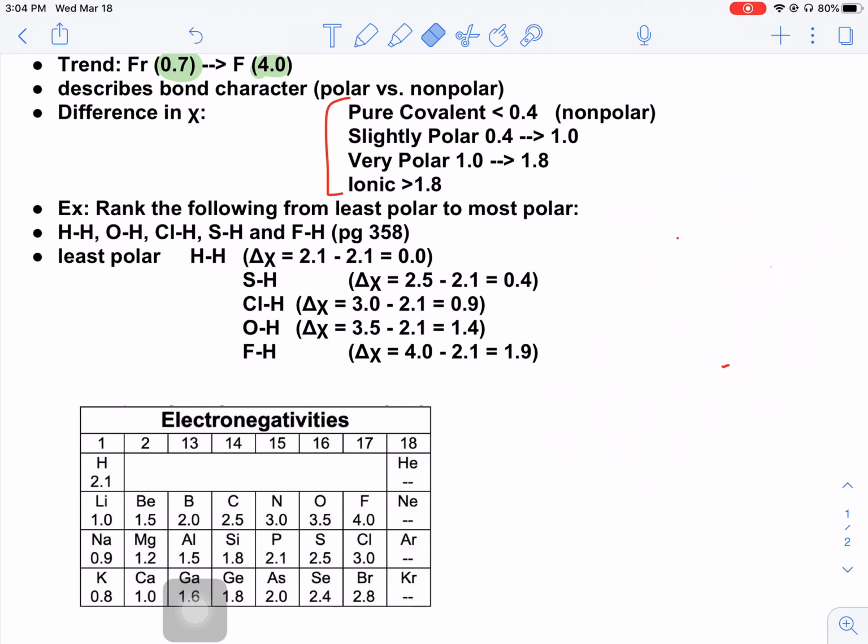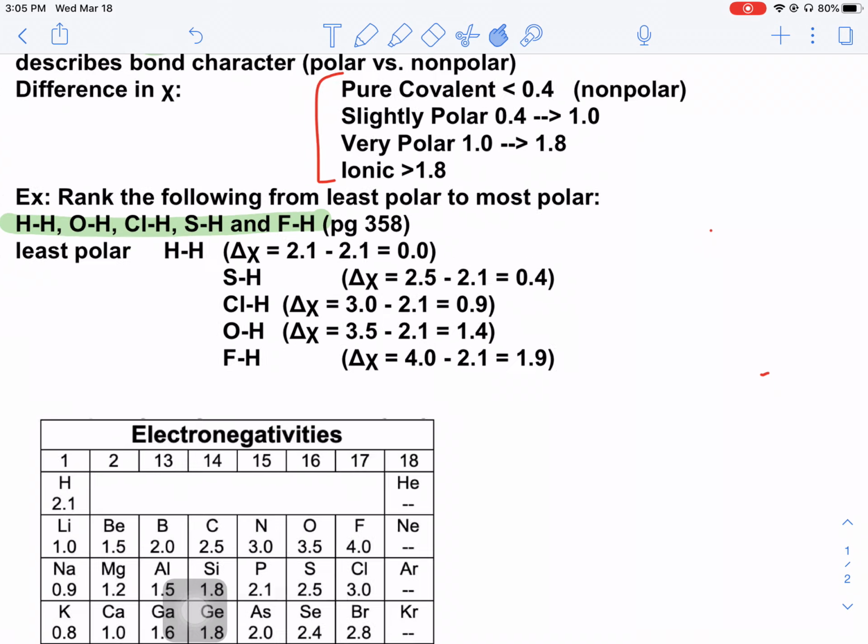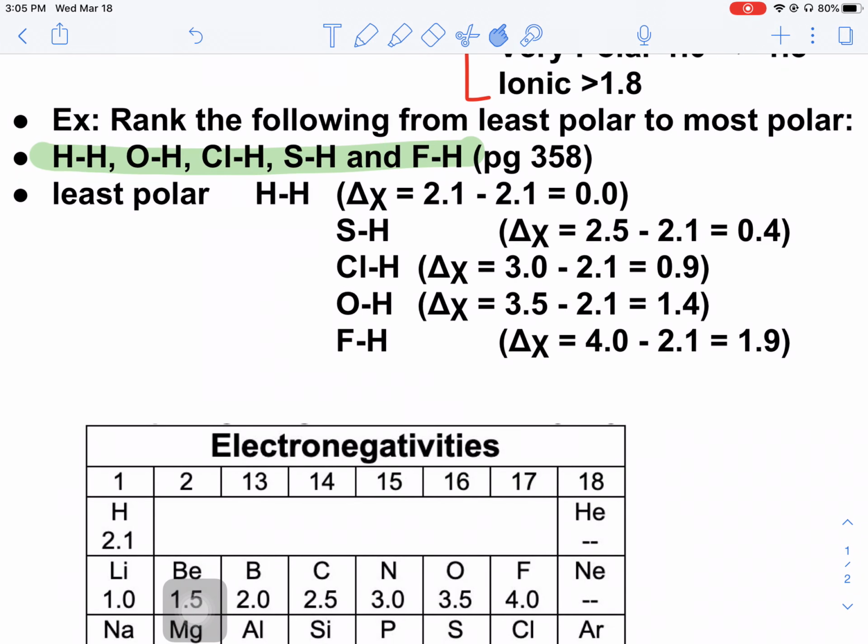All right, last thing that you're supposed to do down here is rank the following from least polar to most polar. I have a list of, it appears to be, 5 different substances, and we have to rank these from least polar to most polar. My formatting's off a little bit, but we'll do this anyway. So hydrogen bonded to hydrogen, 2.1 minus 2.1 is a 0. So 0 will be completely nonpolar, and this is going to be the least polar.